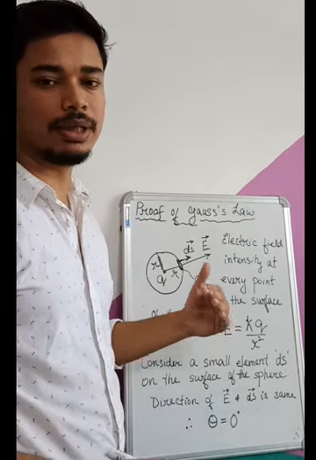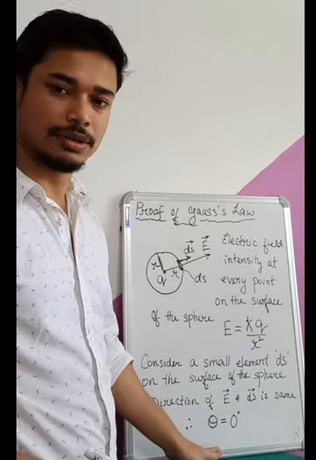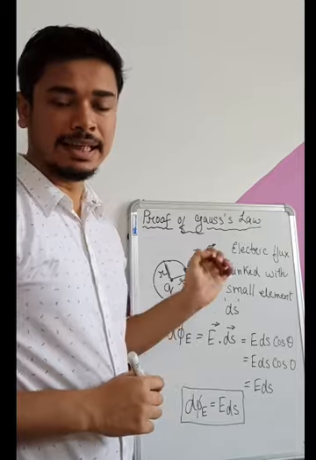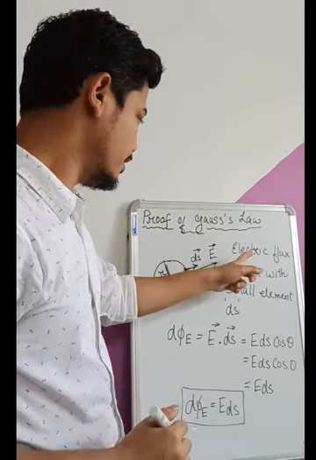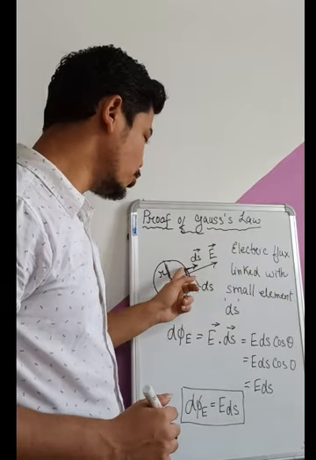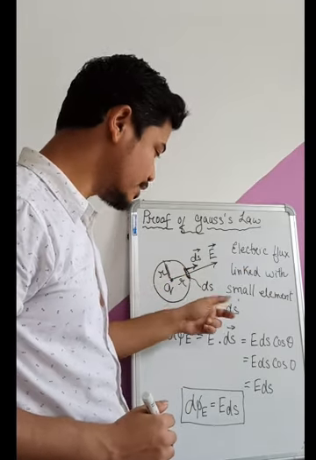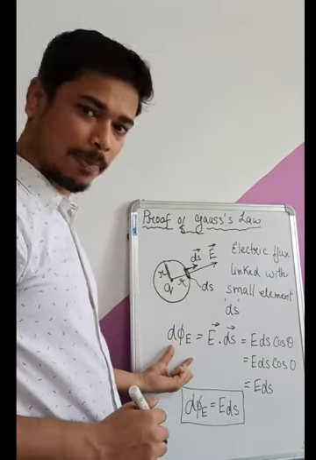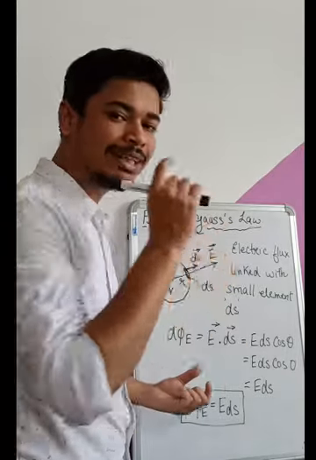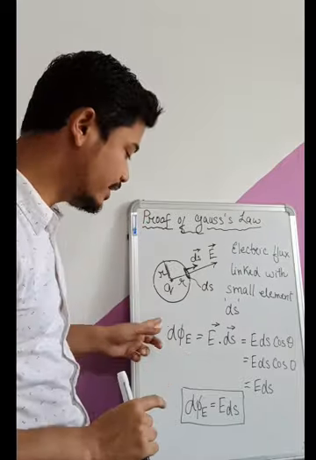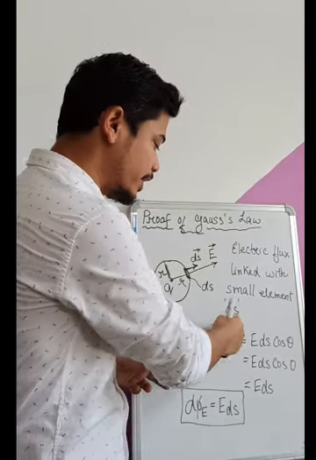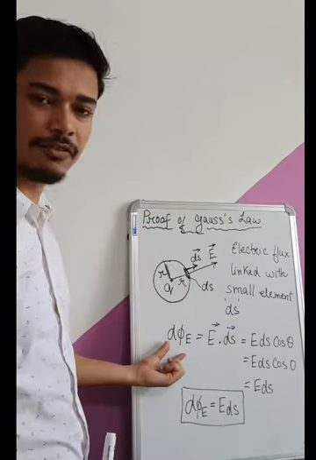The angle between E and ds is equal to 0 degree. What will be the electric flux linked with this small area ds? The electric flux linked with the small area element ds will be equal to d phi. Since the area element is small, the electric flux will also be small. So we have considered d phi e for the small area element ds, which is the electric flux.